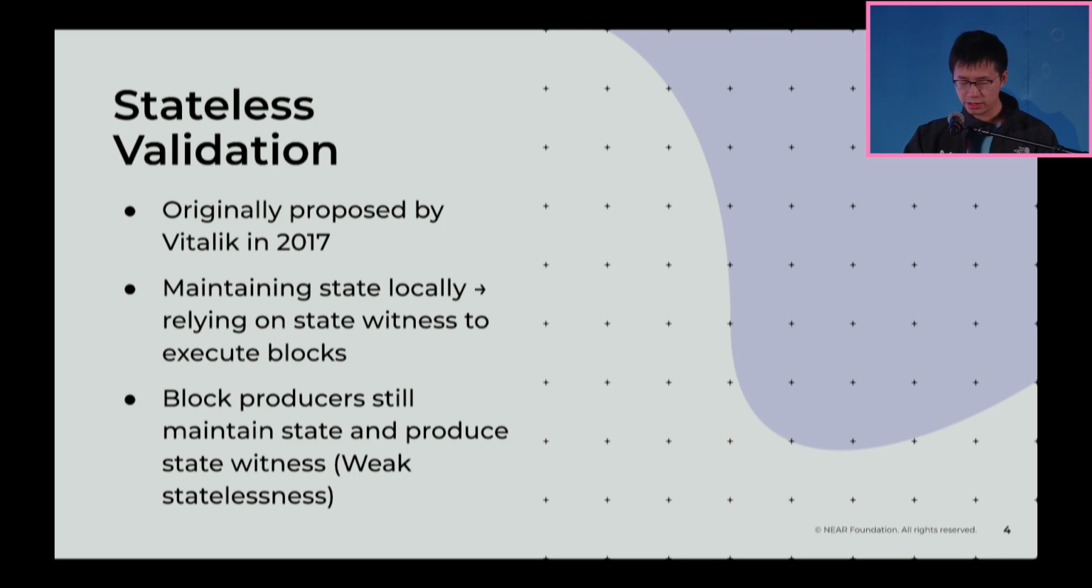So the state witness here is just a glorified word for saying all the state pieces that are touched during the execution, and also the proof that it indeed belongs to the correct state root. So if a validator receives a state witness, then they can verify that the state witness indeed refers to the state specified by the state root that they know. This idea is called weak statelessness. Basically, there's still some entity in the network who's maintaining the state, but the vast majority of nodes in the network do not actually need to store the state locally.